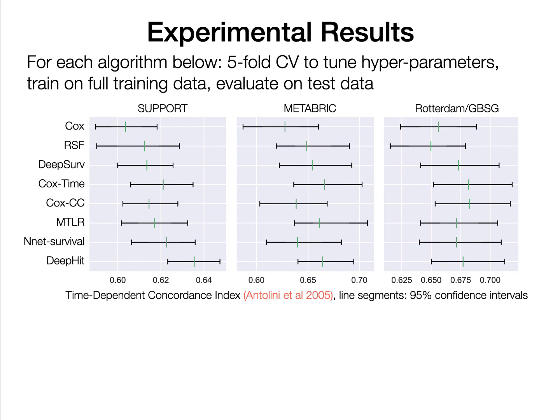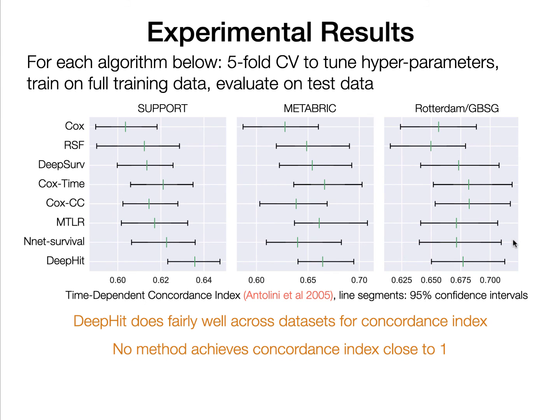The different rows correspond to different survival estimators. The first 2 are classical non-deep learning based estimators, the Cox model and random survival forest. The rest of these are all deep learning based survival estimators, okay? I'm showing this just to give you a sense of the results. Deep hit oftentimes tends to work pretty well across data sets, achieving kind of among the best, if not the best, prediction accuracy. At least for these data sets, none of the methods achieve a concordance index close to 1.